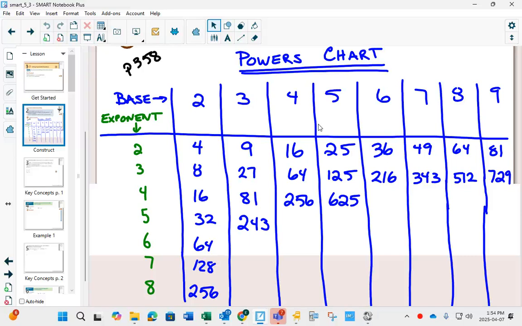Yeah, so at the bottom of page 358, I'm going to write down this powers chart, and then we're going to see how to use it for solving. I think you're going to really like the next set of questions that we solve. I'll pause this for now.